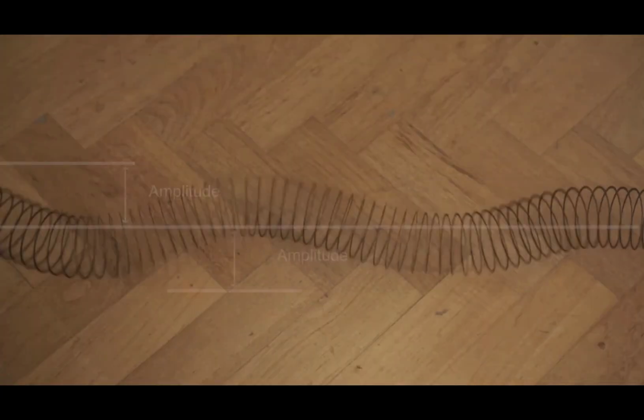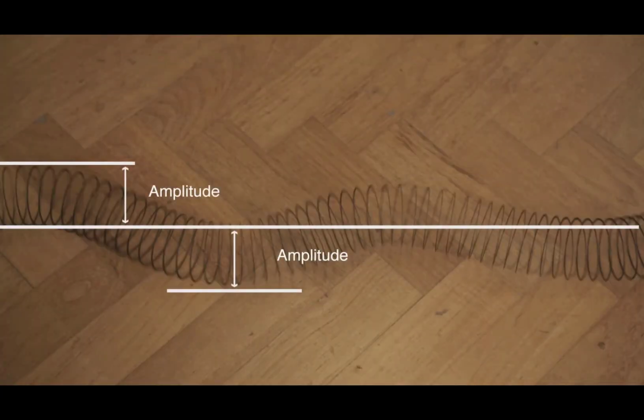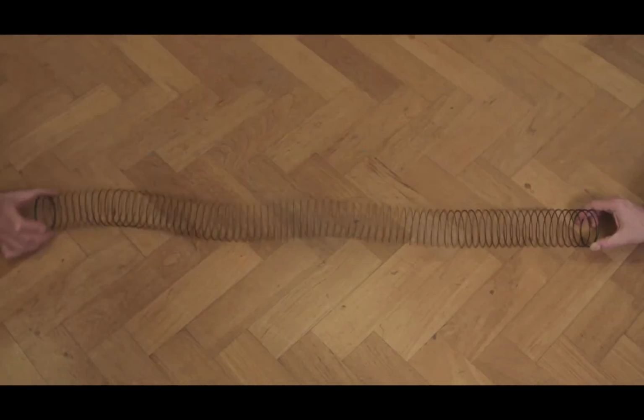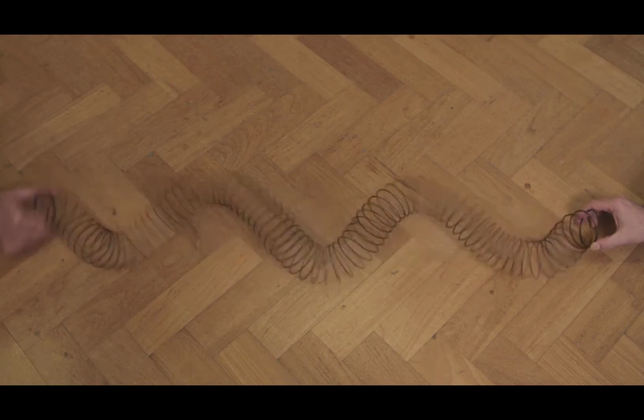The amplitude is the distance from equilibrium, the middle point, to a peak or a trough. When this distance is short, the wave is described as having a small amplitude. Notice that as the number of oscillations increase, so does the amplitude.